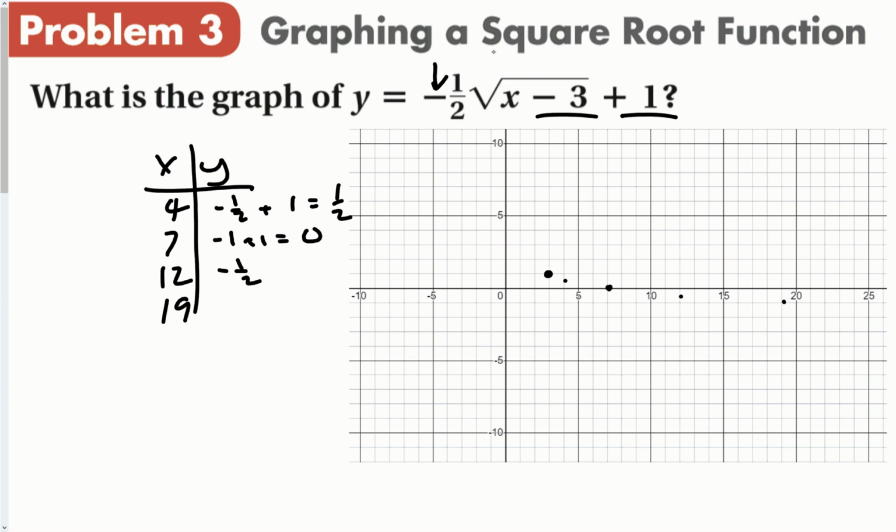Let's check. 19 minus 3 is 16. That's 4. That's negative 2 plus 1. That's negative 1. So there's my pattern. Right. On the last graphs, everything was going up by 1. These ones are going to go lower by 1/2. So we get my graph that looks kind of like that.